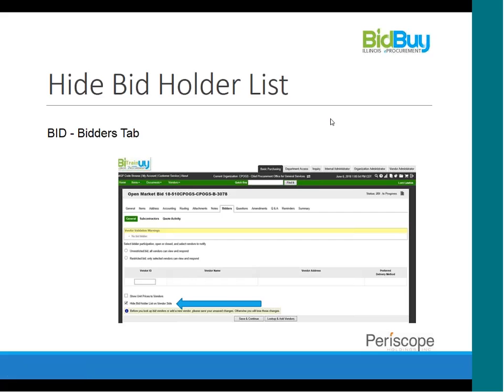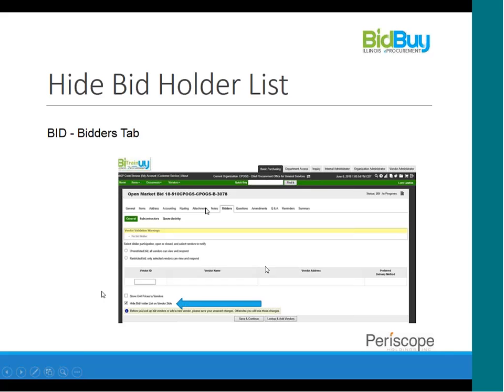not selected. So the intention of hiding the bid holder list is to ensure that any vendor or anyone from the general public that's registered within BidBuy who might go in and download a particular bid, that information is not displayed publicly. So you check that option in BidBuy, and this is a document at the bid stage. This is on the Bidders tab, and the option down here to select the hide bid holder list on the vendor side.